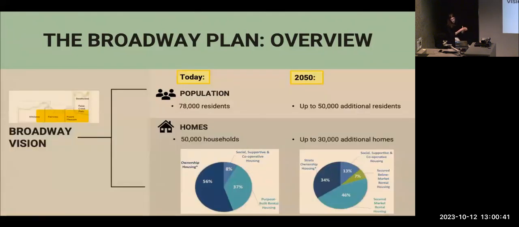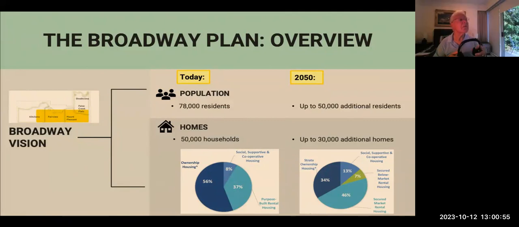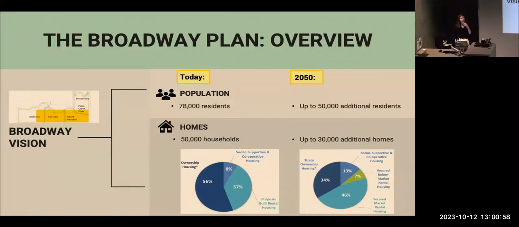To do so, the Broadway Plan envisions different strategies. While the Broadway Plan area currently has a population of about 78,000 residents, the plan aims at accommodating up to 50,000 additional residents by 2050. And when it comes to housing, the area today hosts about 50,000 households, and it is characterized by a wide mix of housing types, with 37% being purpose-built rental.